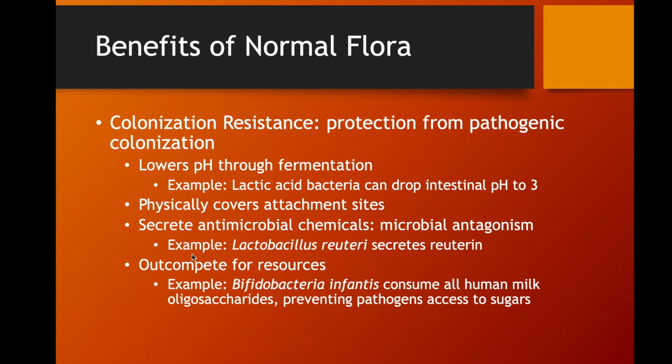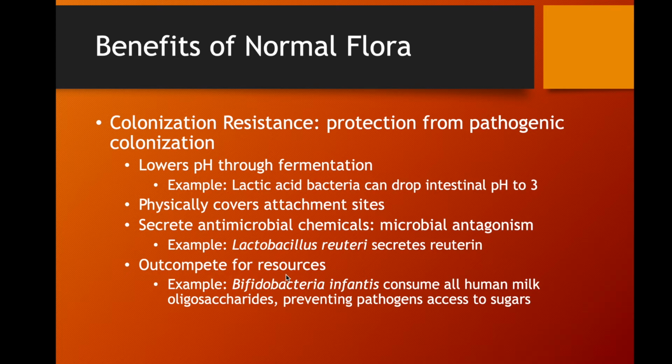This third one here, secrete antimicrobial chemicals. So an example of this is called microbial antagonism, where 2 free-living organisms are essentially competing for resources, but in this case, one is actually antagonizing another. A great example of this is Lactobacillus reuteri, which is a common small intestinal commensal bacteria, and this particular one secretes something called reuterin, which is antagonistic towards a lot of gram-negative pathogens.